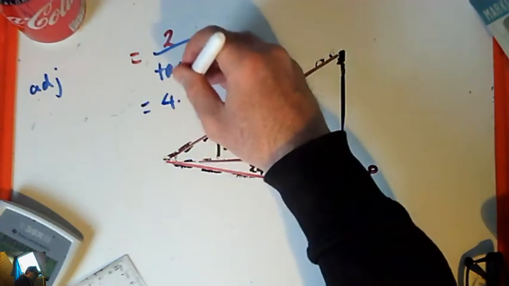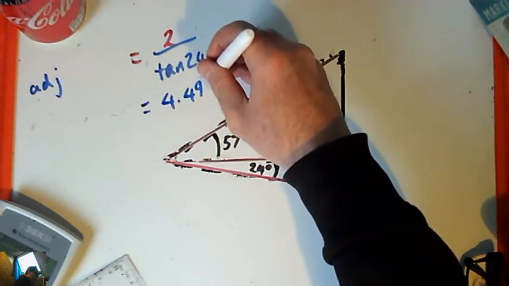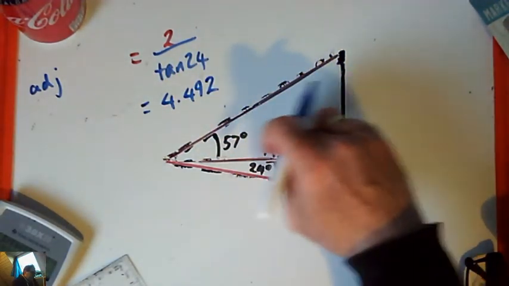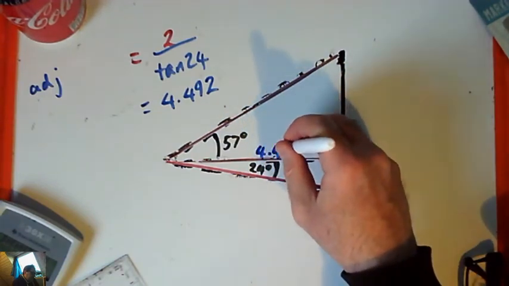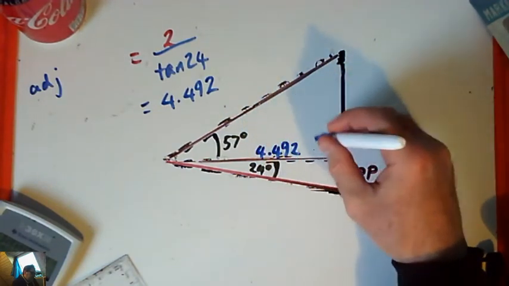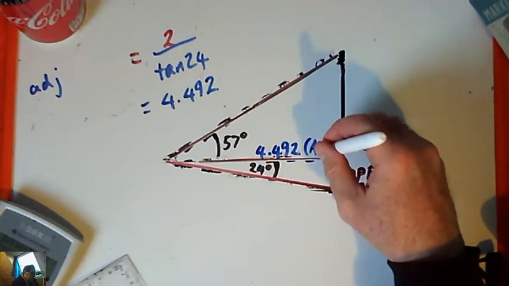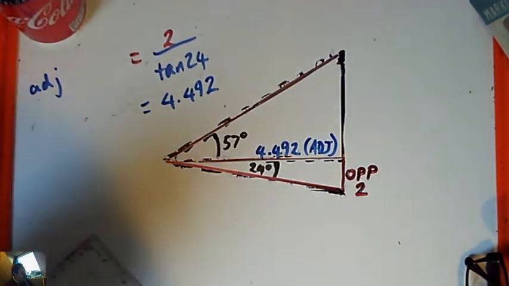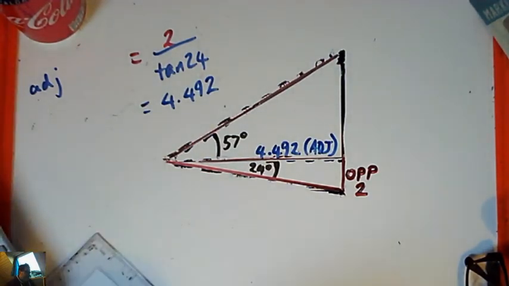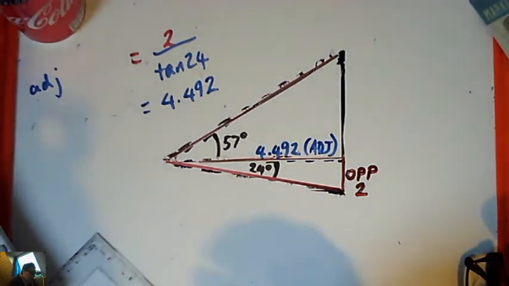It's 4.492, but I'm just going to keep a slightly over accurate value for now and do all my rounding at the end, because if I do too much rounding along the way, I'm concerned that all those little rounding errors will accumulate and make you a long way off at the end.